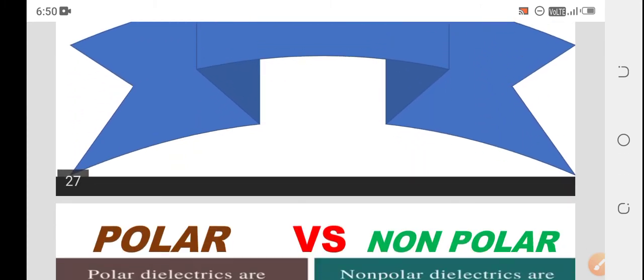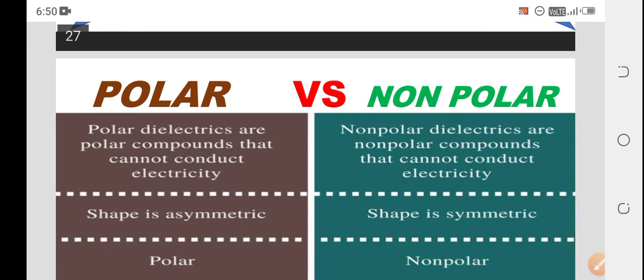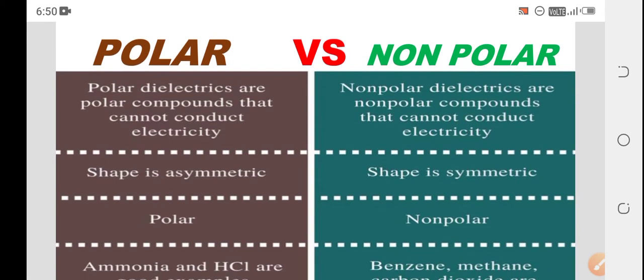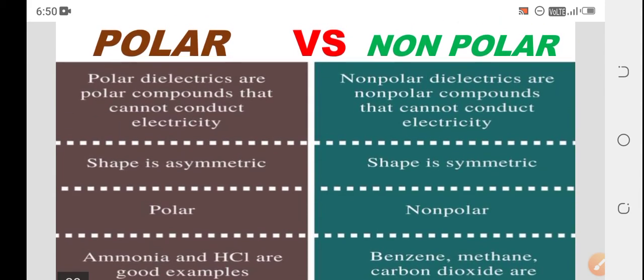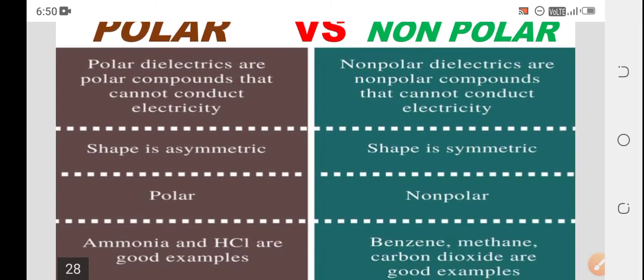Coming to the differences between polar and non-polar. Polar dielectrics are formed by polar compounds and cannot conduct electricity. Non-polar dielectrics are formed from non-polar compounds. Even in polar and non-polar, there is no conductivity. Coming to the shape, in polar, the shape is asymmetric. In non-polar, it is symmetric, that means it is a proper shape. In polar, no proper shape.